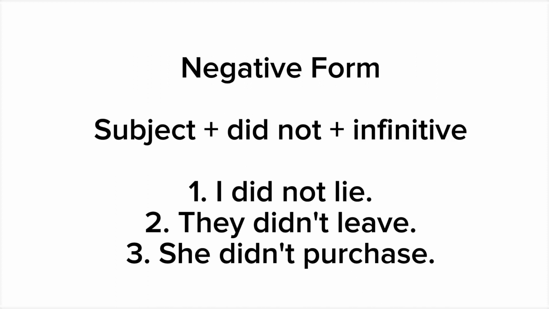To form the simple past in a negative form, the subject will be added with did not or the contraction didn't plus the infinitive without the word to. 1. I did not lie. 2. They didn't leave. 3. She didn't purchase. Note that the verbs are in their present form.